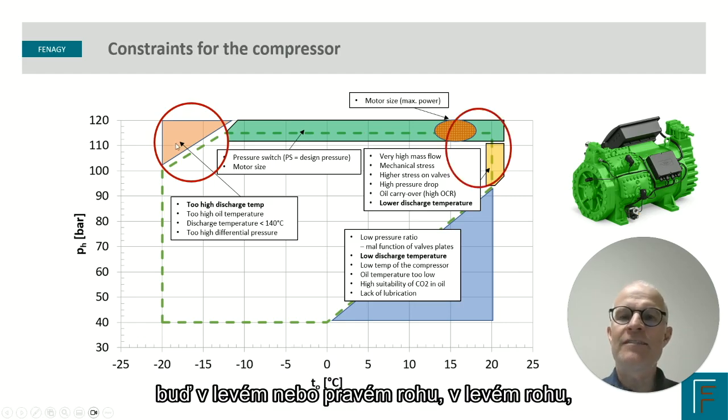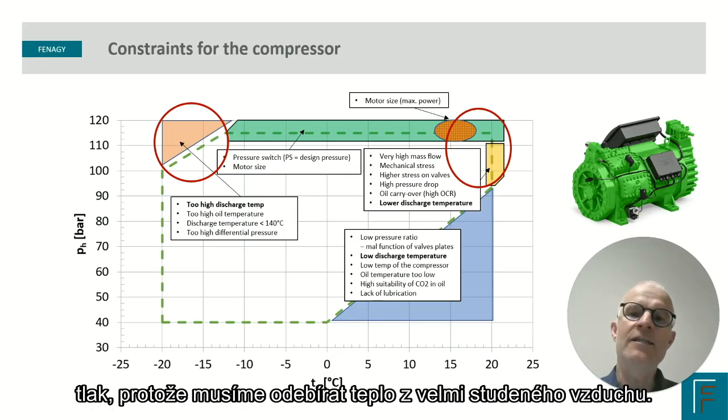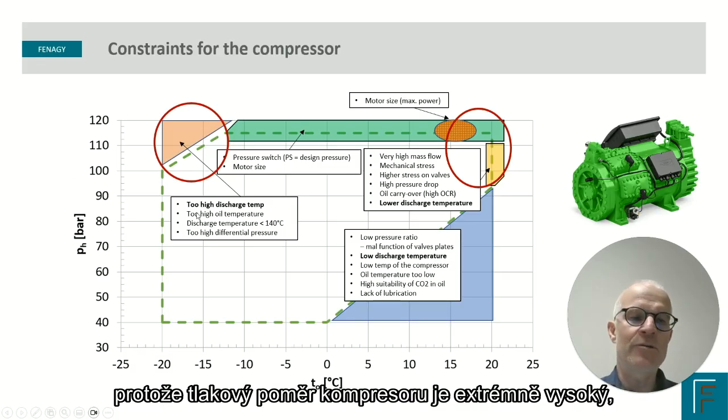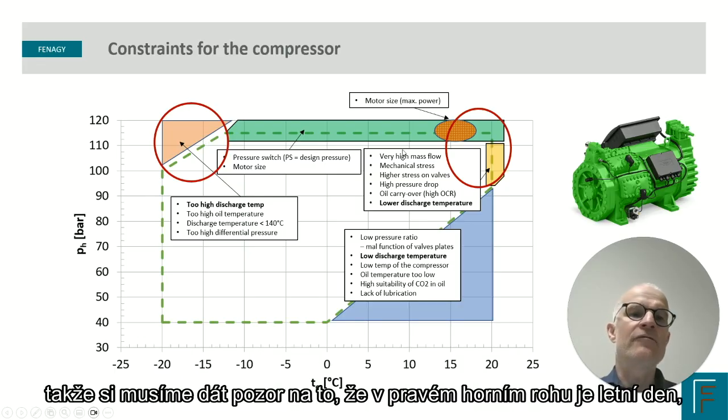In the left corner it's a winter situation where we have very low suction pressure because we have to take heat out of very cold air. In this case we can have very high discharge temperatures because the pressure ratio of the compressor is extremely high. Therefore we can have problems with oil, and eventually we can break down the compressor. So that we have to be careful about.